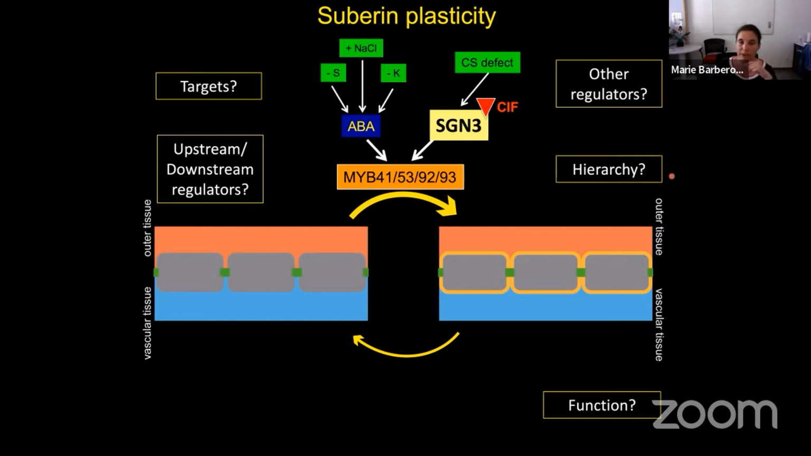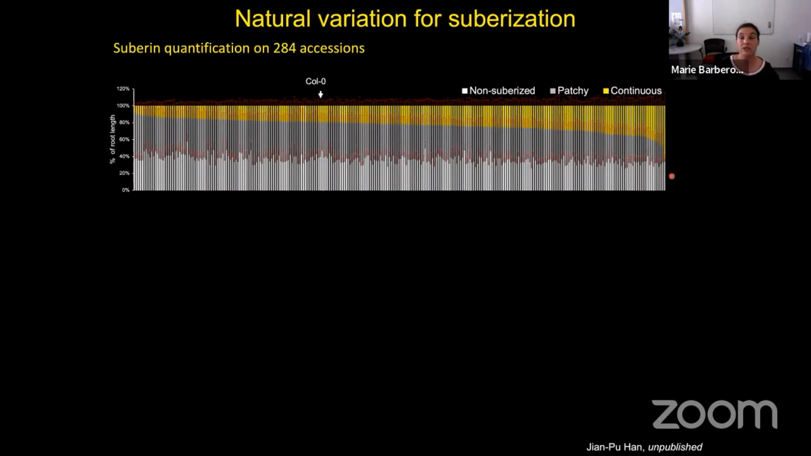So we have different screens going on in my lab. One of them is with natural variation. So we're screening for natural variation in Arabidopsis for suberin deposition. Jiangpu Han, who is a postdoc in my group, is doing this project. He characterized the suberin pattern in 284 accessions. You could see that there is a very high degree of variation for suberin. Here they are ranked based on the continuous zone of suberization.